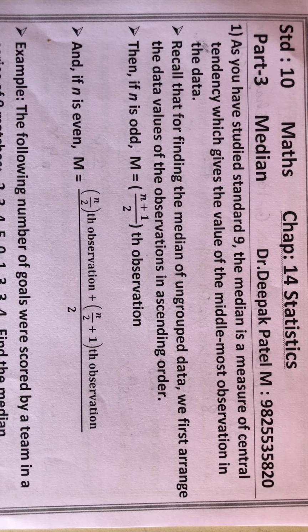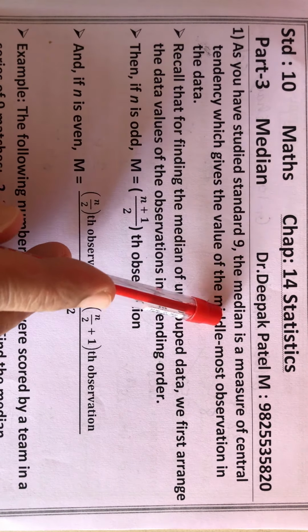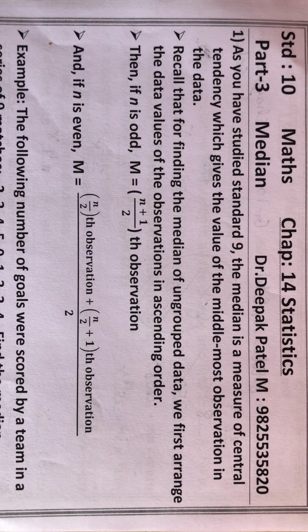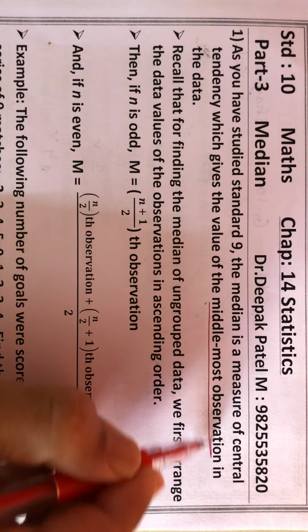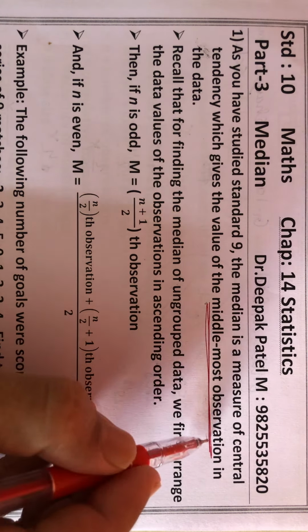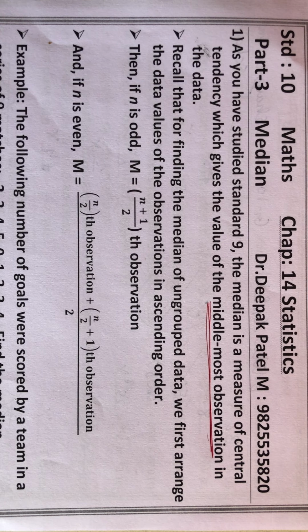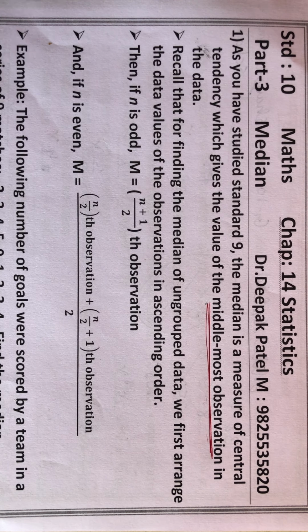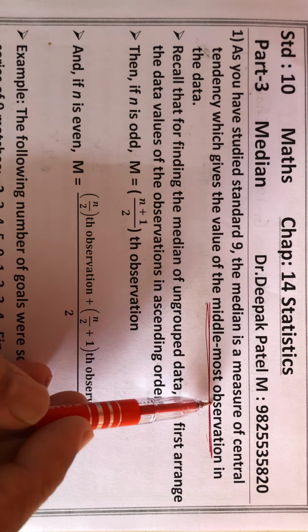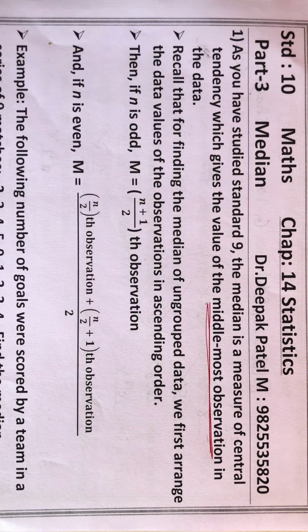Now in 9th standard you know that a median is the measure of central tendency which gives the value of the middlemost observation. Please try to understand the meaning of this. Middlemost observation means when we arrange all the observations in increasing order, the middlemost observation is known as the median.